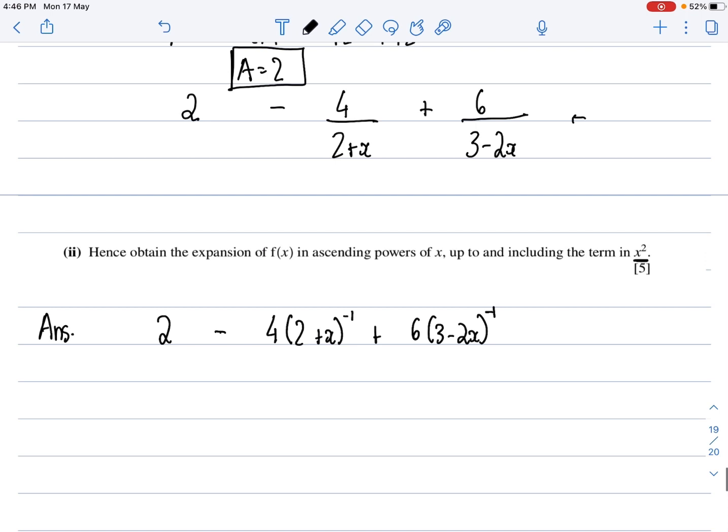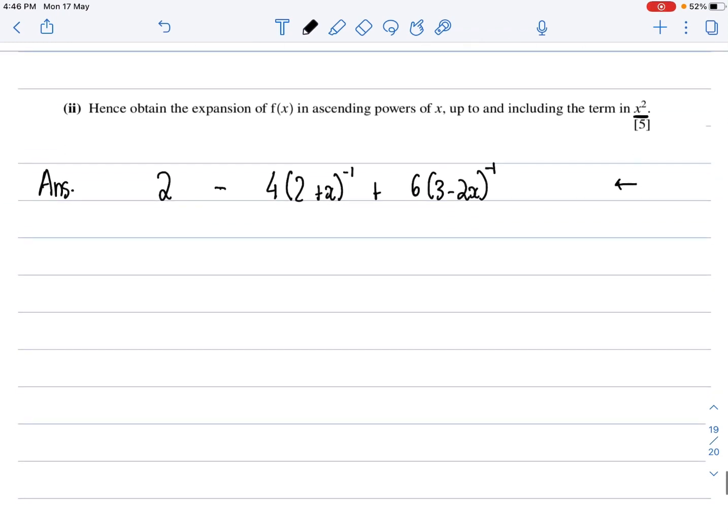So I saw in the first part that f of x can be written something like this, which I can write in the form of this. So now I need to use something called binomial expansion. 2 cannot be expanded, so I'll start from here. I need to focus on minus 4 over 2 plus x, raised to minus 1 here.